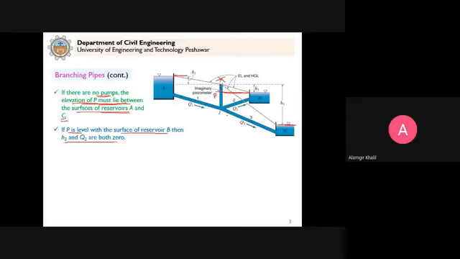Then in that case, Q2 will be 0, and H2 will also be 0. So in that case, if P and the elevation of the surface of reservoir B are level, then H2 and Q2 will be 0. Clear?